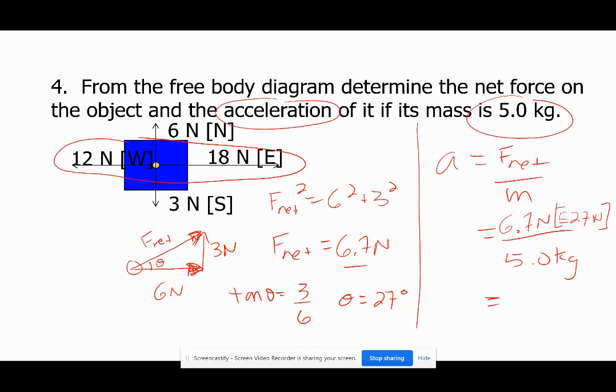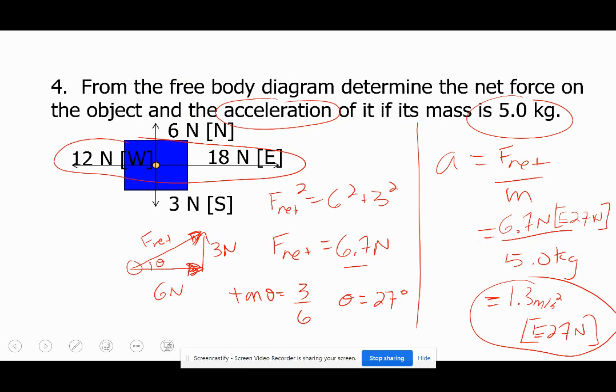When you're dividing by a scalar like mass, it doesn't change the direction at all. So I go 6.7 divided by 5 is 1.3 meters per second squared. And then the angle is going to be east 27 north. All right, that is the answer to this problem right here. That is by far the biggest question you'll have to do in this particular lesson. And again, it would be worth quite a bit. There's quite a bit of work you got to do here and quite a bit of work you got to do here. So those last two are really good examples.